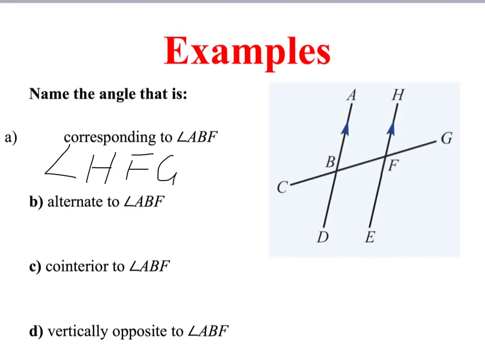Let's see if we can find the alternate angle to angle ABF. So again, angle ABF is in there. Where's its alternate angle? That's the one on the other side. That's this one here, isn't it? What angle is that? If I look at the 3 points, it's angle EFB.